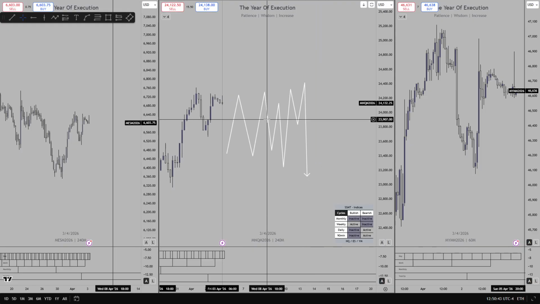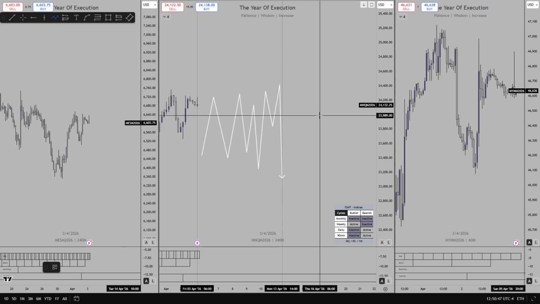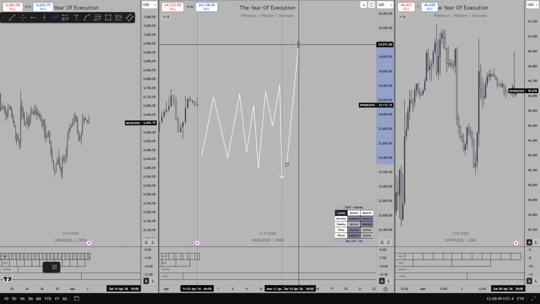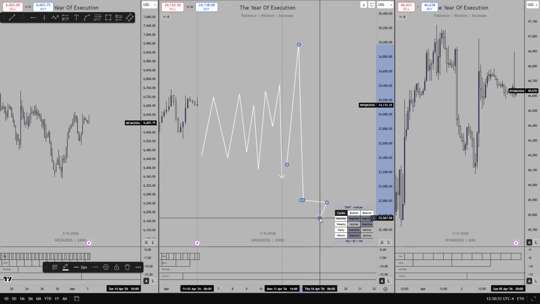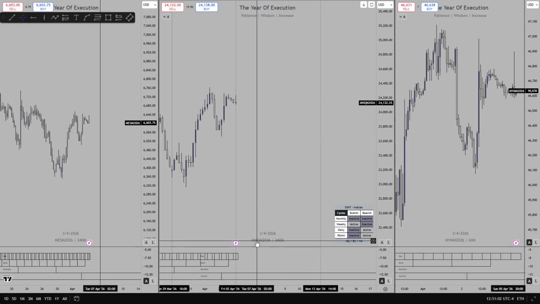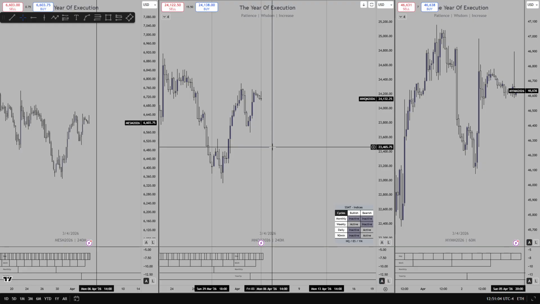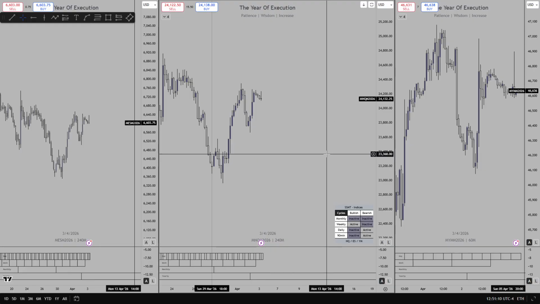So the next week will set us up for manipulation where we will take out those buy stops. And then the following week will be our distribution week where we would just distribute in whatever the week's and month's power of 3 is.